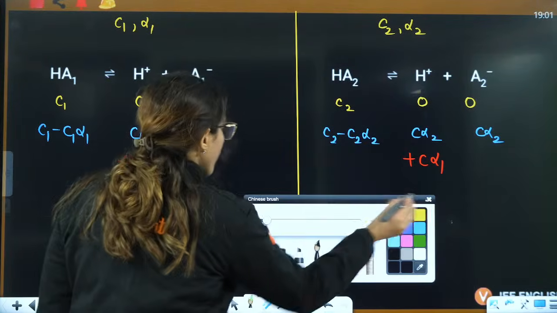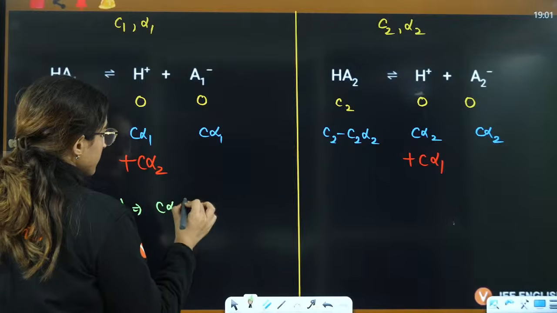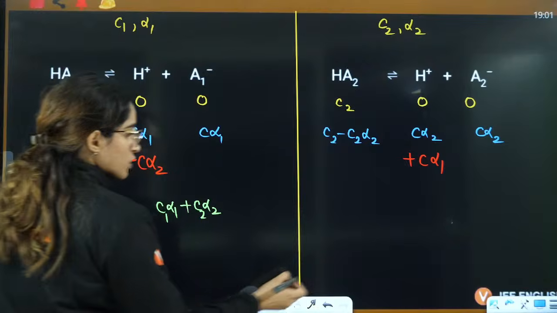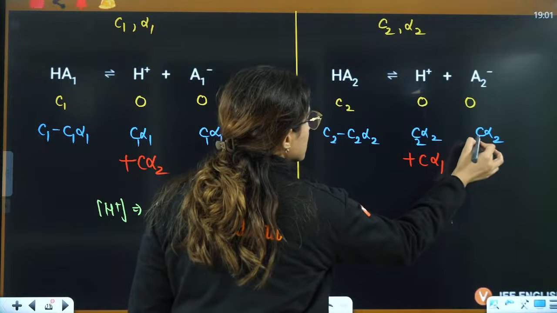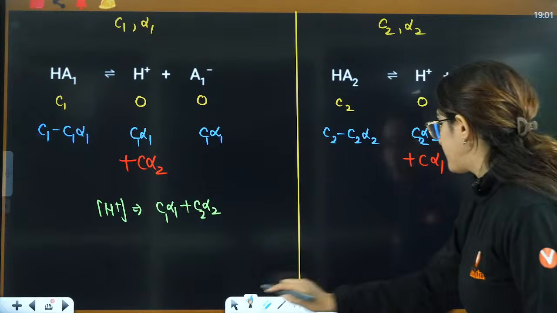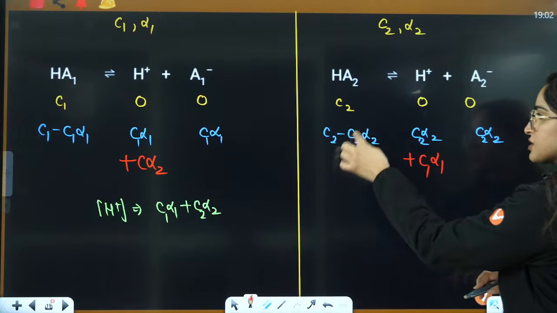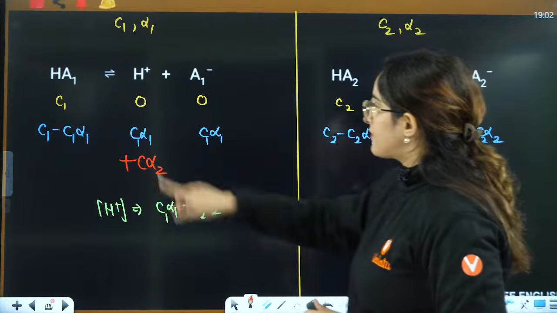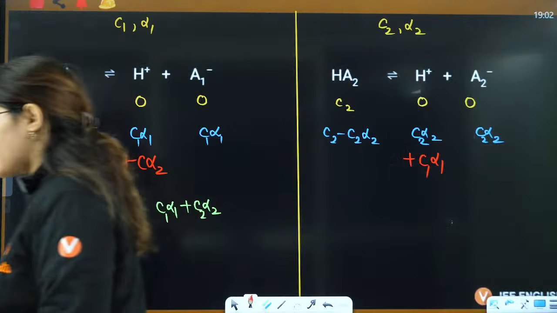Now if I see the overall H positive concentration here, it is C1 alpha 1 plus C2 alpha 2. This is also why we have written C here. This would be C1, this would be C1, this would be C2, this is C2. Okay, this will be C2, this will be C2 and this will be C1. Because here it is constant C2, C2 minus C2 alpha 2, C2 alpha 2, C2 alpha 2. This is C1 alpha 1, C1 alpha 1. H positive is common, so that's why we have added H positive concentration in both.